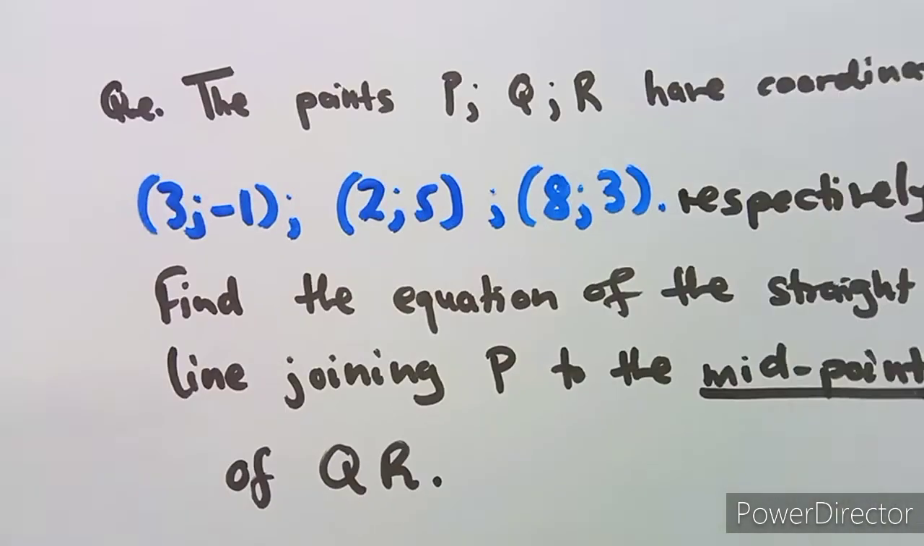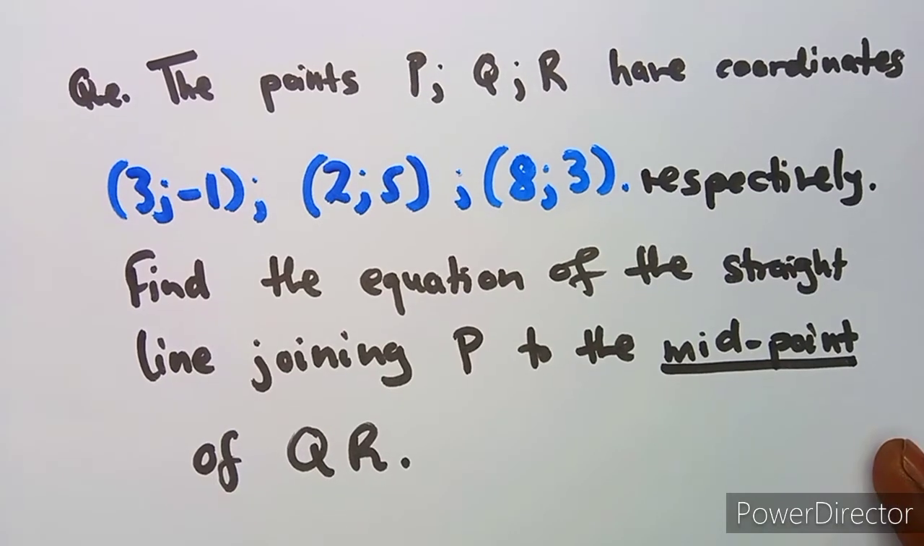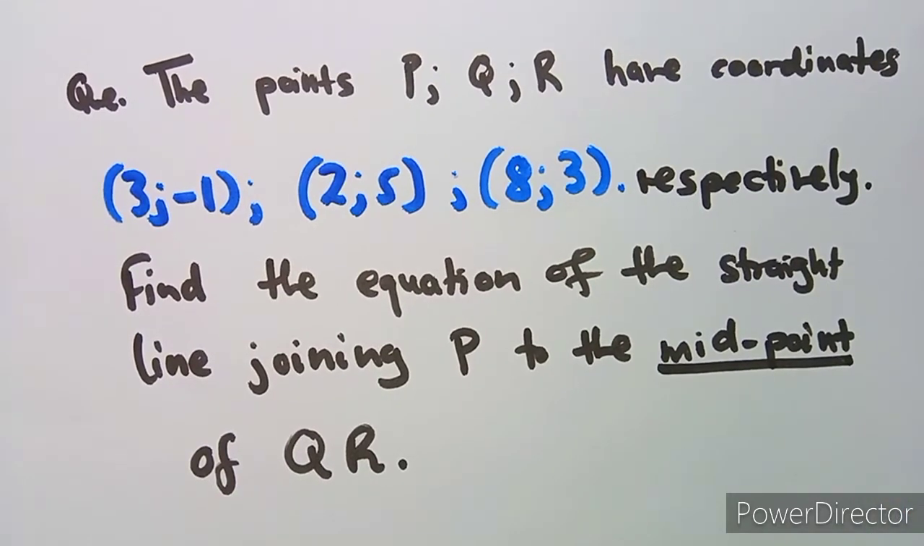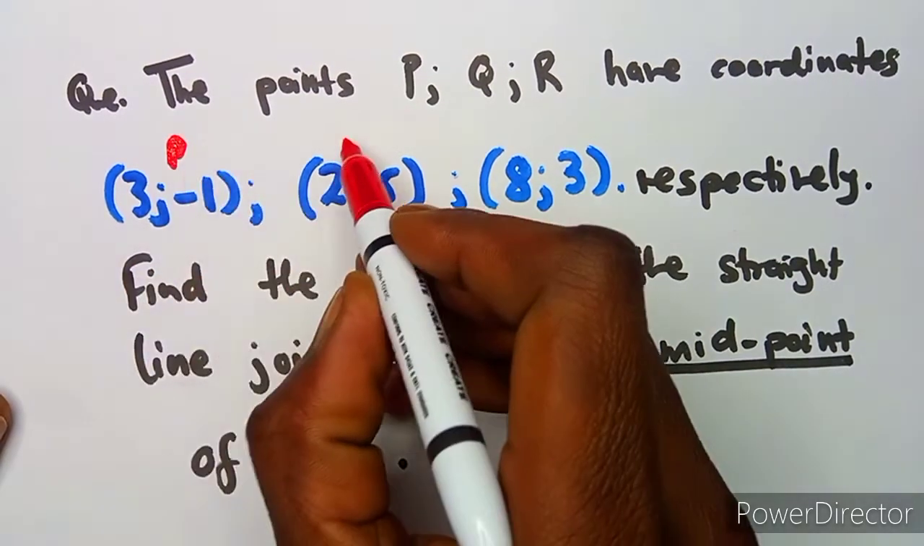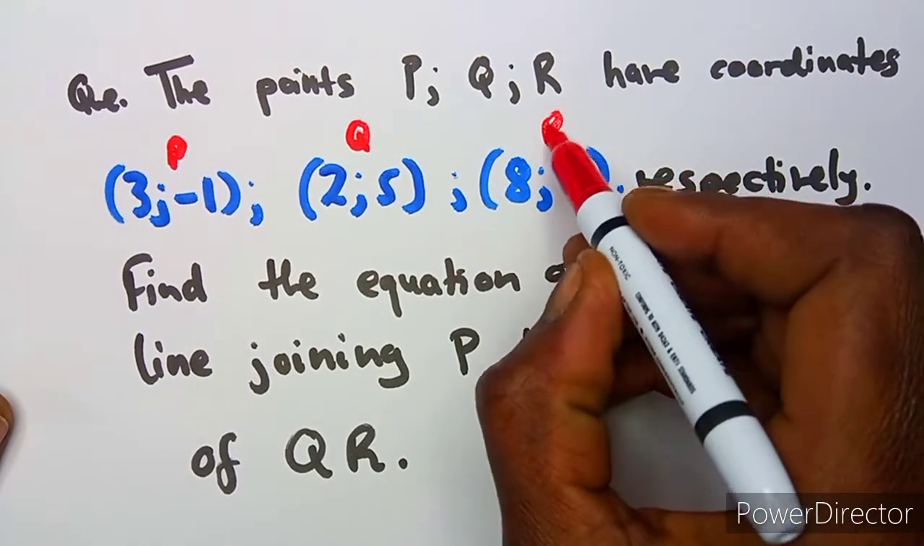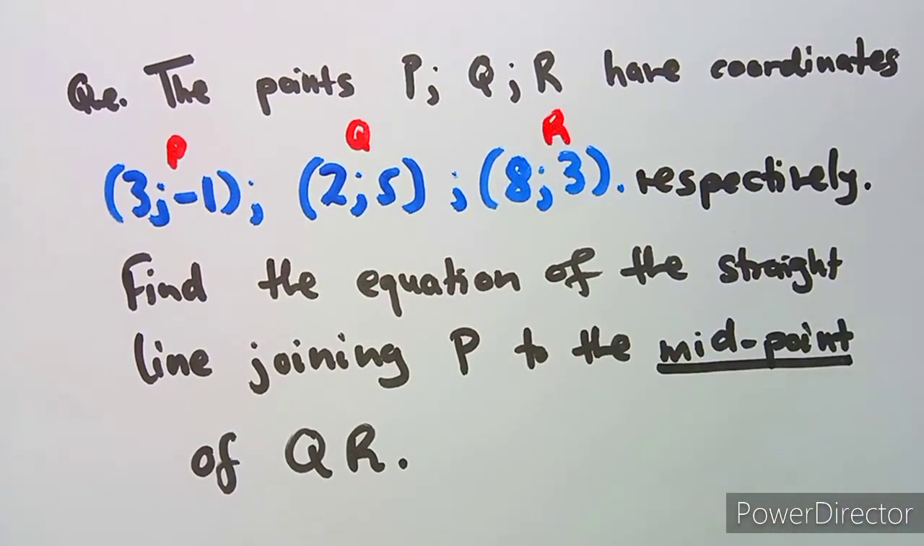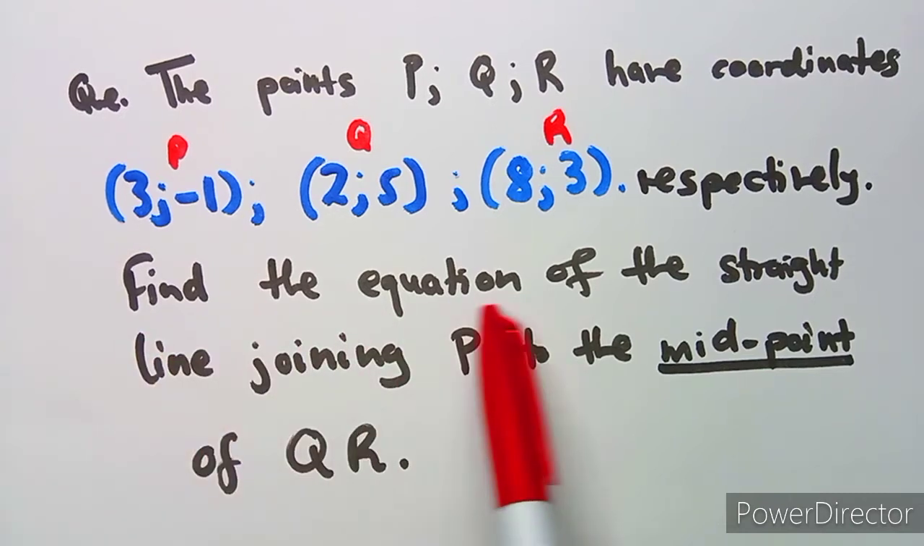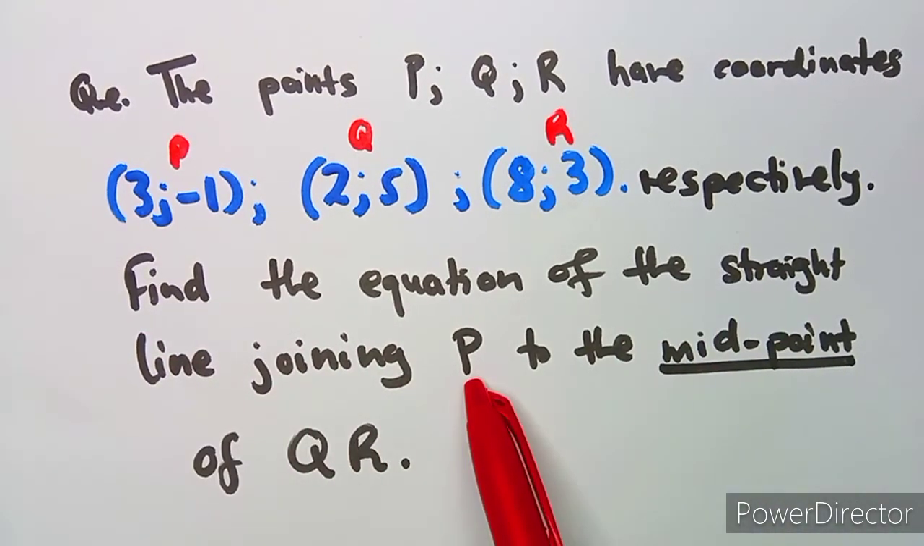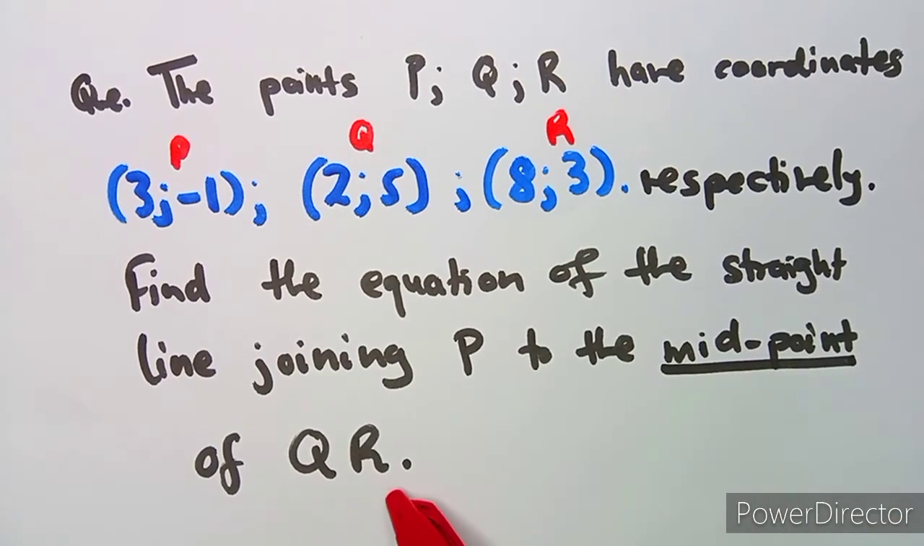All right, so I am having these questions, guys, that I'm going to start with. We are given in this part a question that at the points P, Q, R, I have got the coordinates 3, -1, 2, 5, and 3 respectively. So that actually means this is our point P. Because if they say respectively, that means this is our point P, our point Q, and this is our point R here. So these are the points that you're given respectively. Find the equation of the straight line joining P to the midpoint of QR.